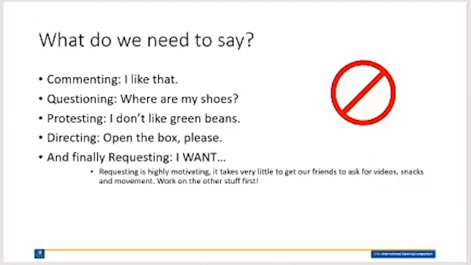So thinking about what we need to say, it's important we have a device that allows all of these functions versus just requesting. And we don't want to teach requesting first because that's definitely going to happen if we focus on some of the other reasons for communication. We'll definitely get to requesting.